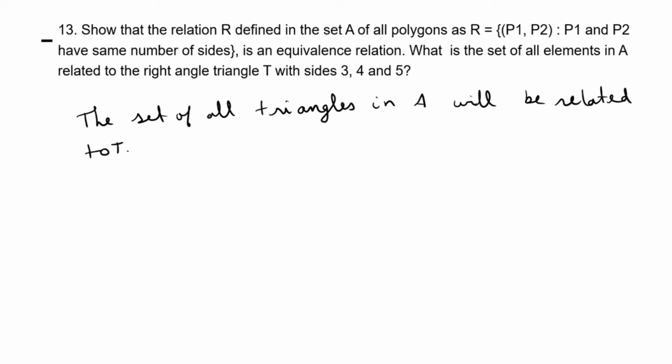Here these triangles need not be right triangles. Here the relation is given by the set of all ordered pairs (P1, P2) such that the two polygons have the same number of sides. So all the triangles will have 3 sides. So the set of all triangles in A will be related to the right angle triangle T with sides 3, 4 and 5.